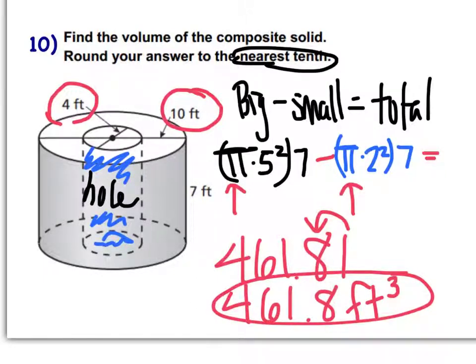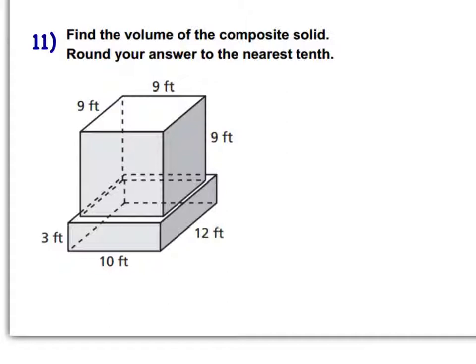Okay, next one. This one is you again. I need to see you trying on your own. So that means no talking. It says find the volume of the composite solid. Round your answer to the nearest tenth again. Only one number behind the decimal. Go ahead and pause the video. Let's try this one completely on your own.